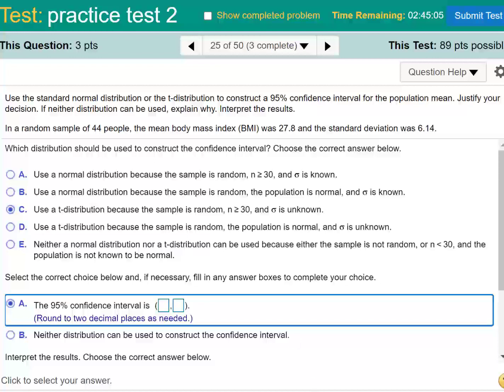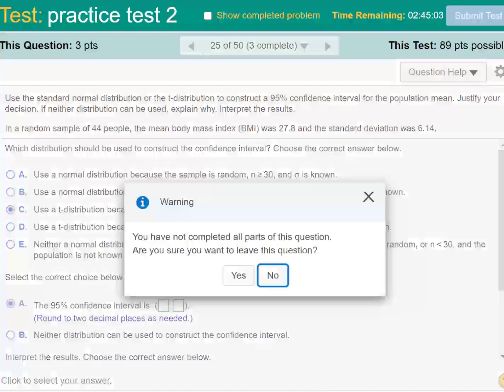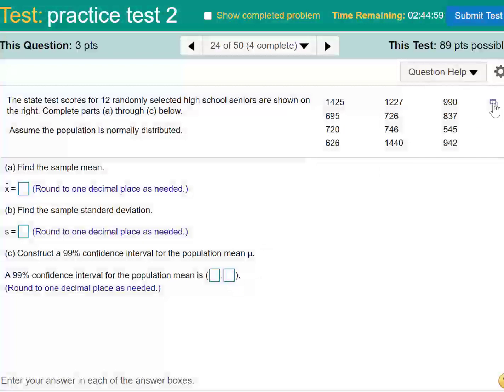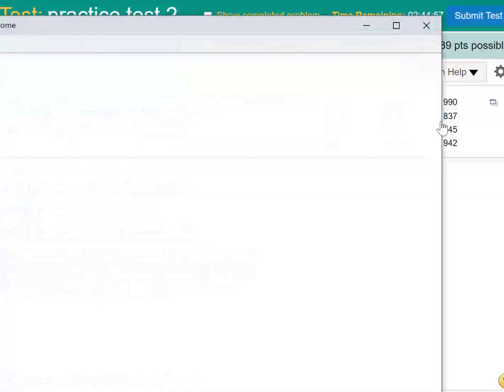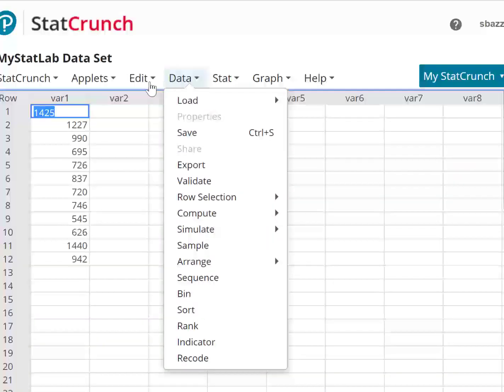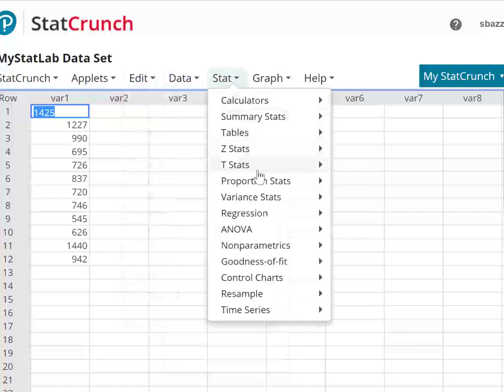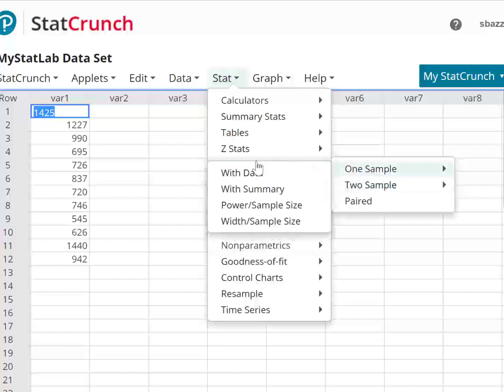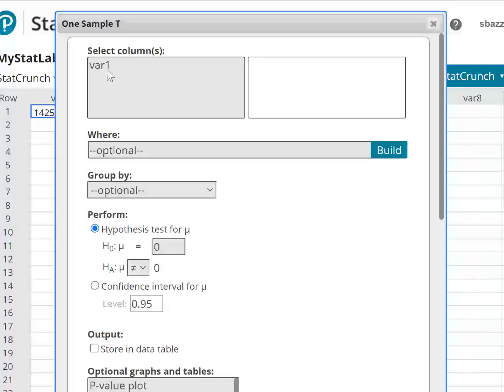Okay, I wanted to go back to the previous question, show you that we could have done that using StatCrunch. Yes, one, so you could have opened that in StatCrunch. Let me just show you. And then you go to stat, t stats, because we're doing t statistics, t distribution, one sample with data. You select the sample. And the question was to find 99% confidence interval.